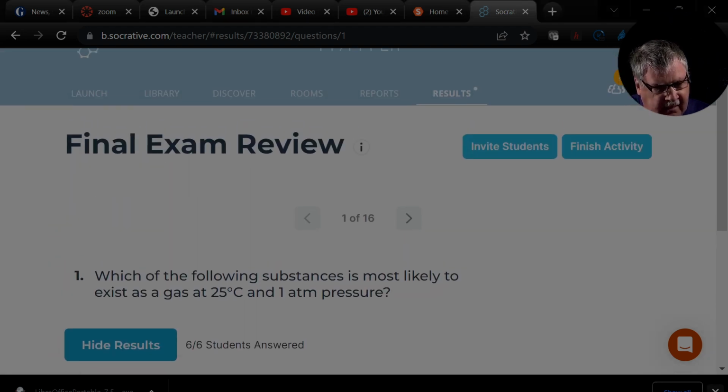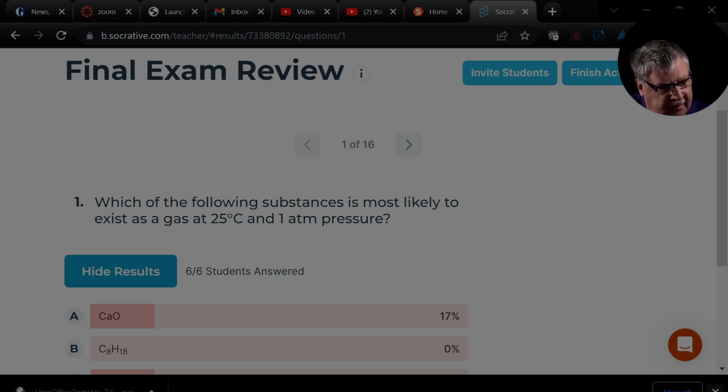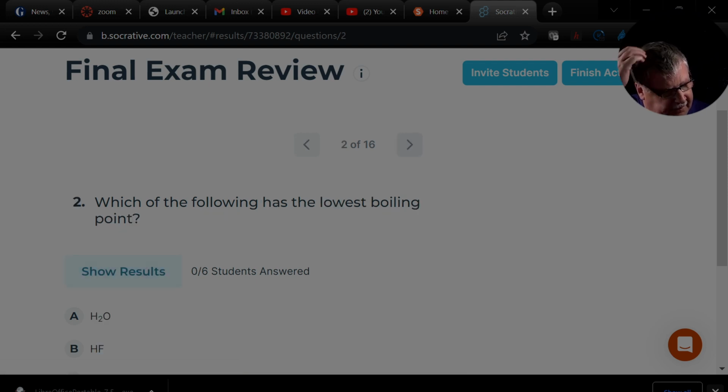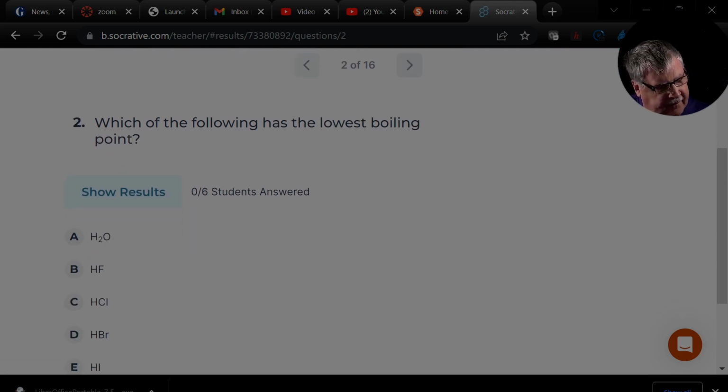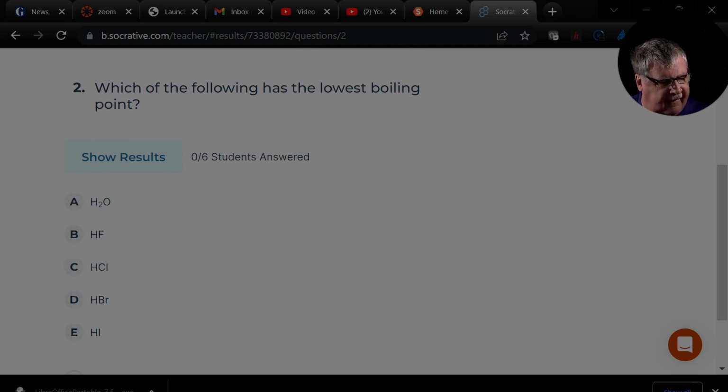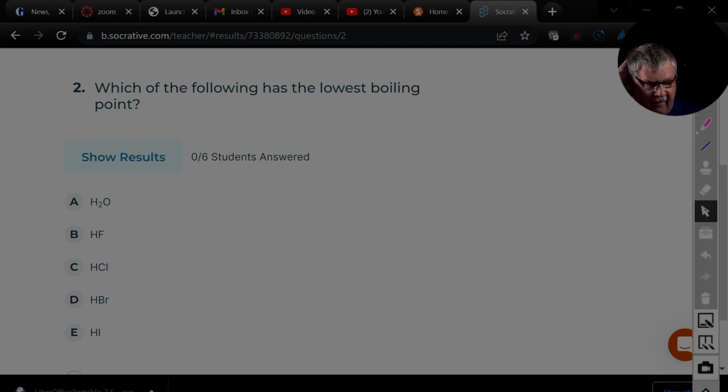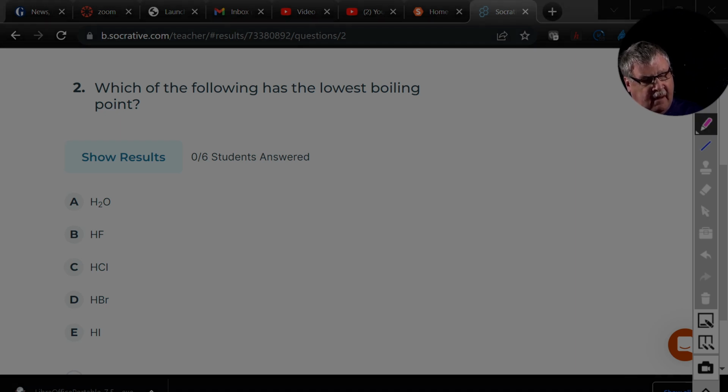Let's see, where are we? All right, so this is kind of the same idea as the last one. But it takes into account one other intermolecular force that was not covered in the last problem. Which of the 5 substances listed are going to exhibit hydrogen bonding?